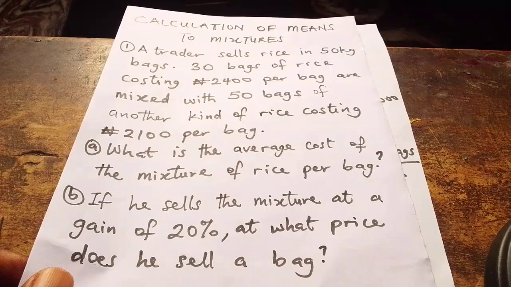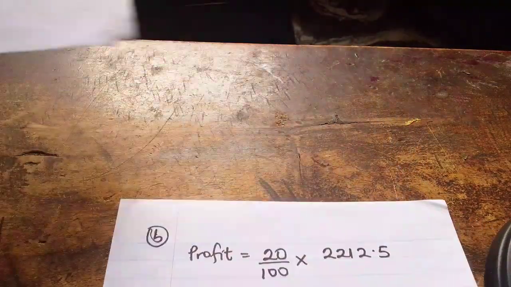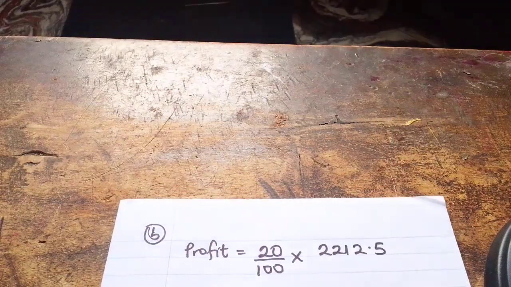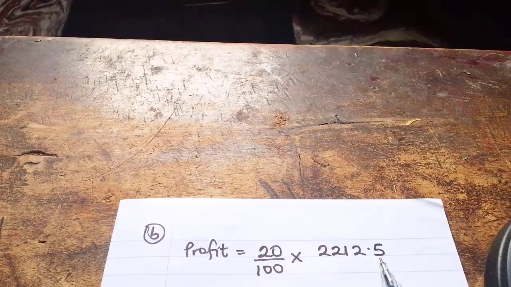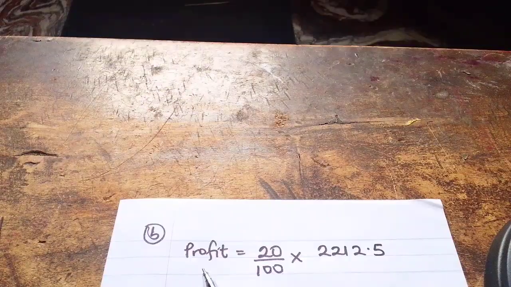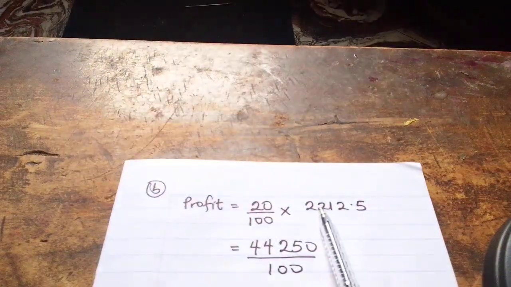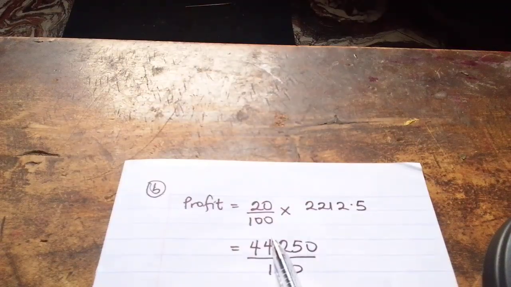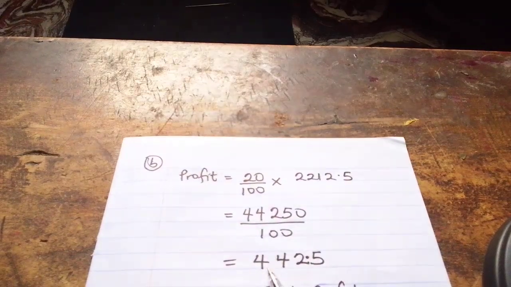Now that means we are going to look for 20% of 2,212 naira 50 kobo. So the cost price is 2,212 naira 50 kobo. You now look for 20% of it, which is the profit. So the profit is 20% of the cost price. That means 20 times 2,212 naira 50 kobo is 44,250 naira, everything divided by 100. So when you divide, you have 442 naira 50 kobo.